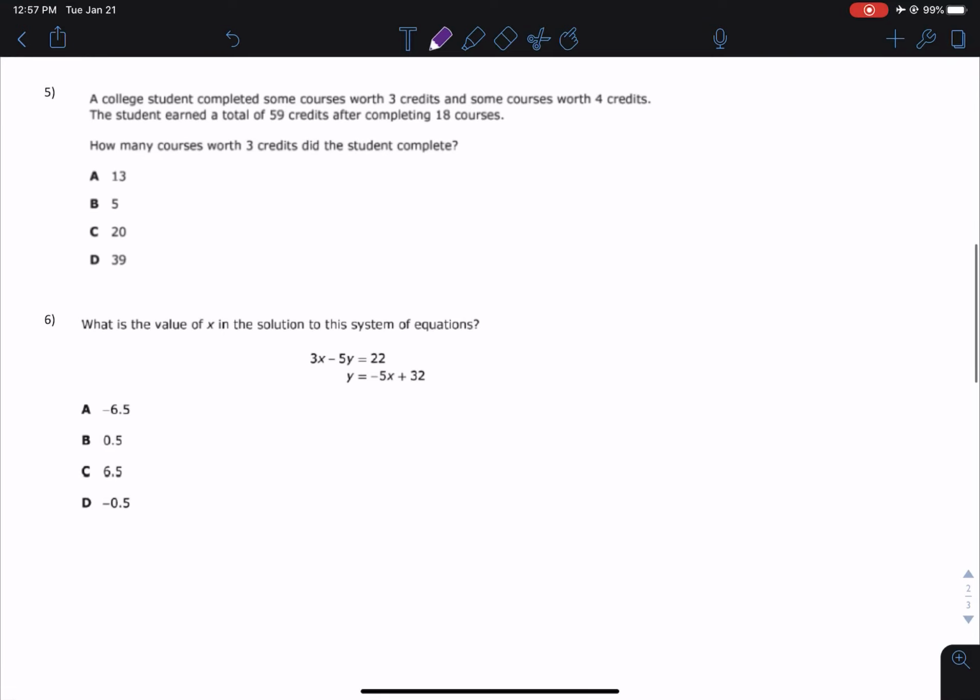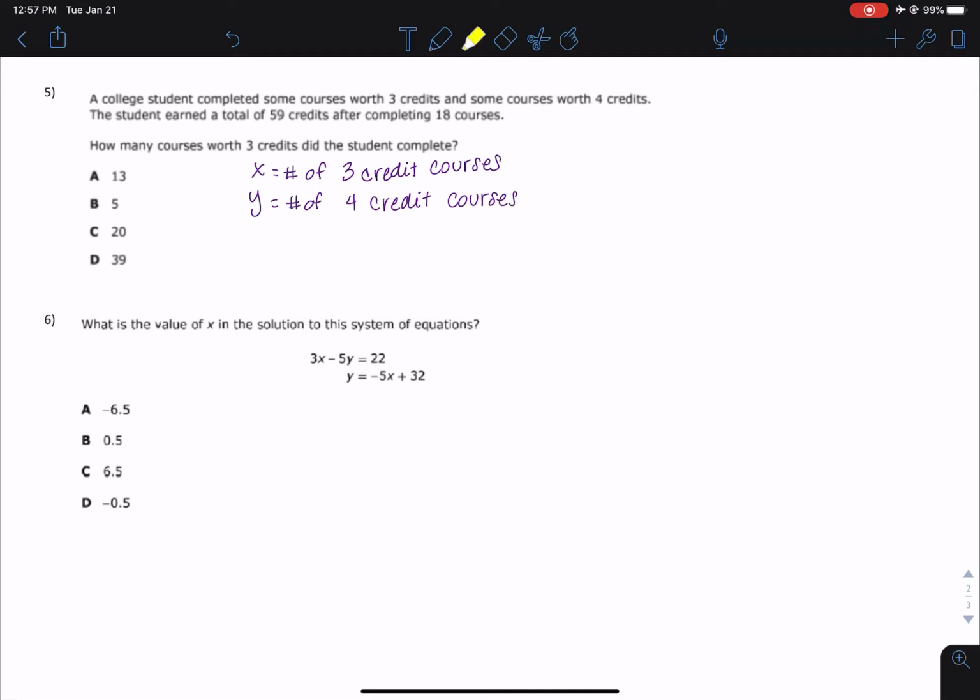All right, question number 5. A college student completed some courses worth 3 credits and some courses worth 4 credits. The student earned a total of 59 credits after completing 18 courses. How many courses worth 3 credits did the student complete? So first, I'm going to say X is going to be the number of 3 credit courses. Y is the number of 4 credit courses.